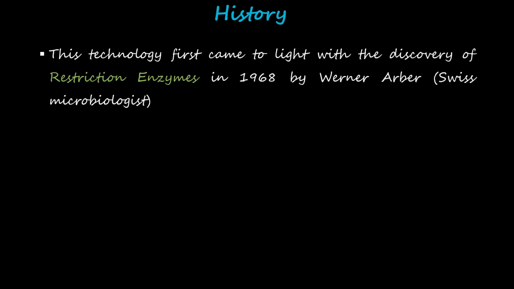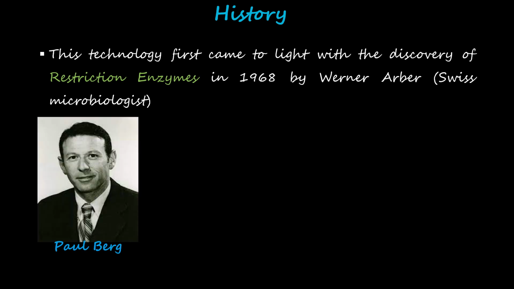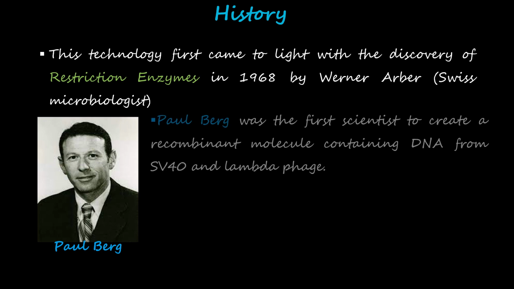This technology first came into light with the discovery of restriction enzymes by Swiss microbiologist Werner Arber in 1968. We are going to talk more about restriction enzymes in our upcoming videos. Many scientists have contributed in this field, but one scientist who is famous for his pioneering work is Paul Berg. He was the first scientist to create a recombinant molecule containing DNA from SV40 and lambda phage.